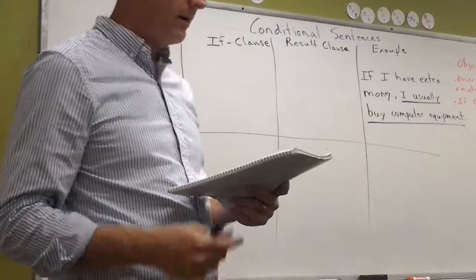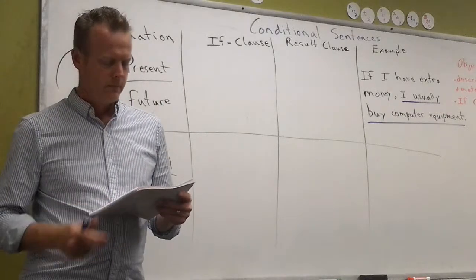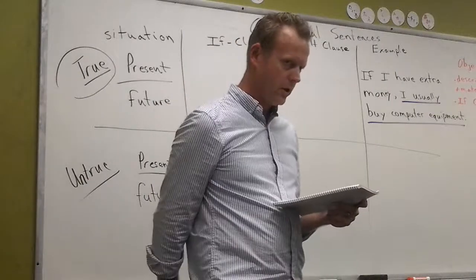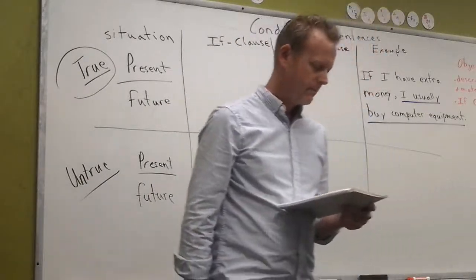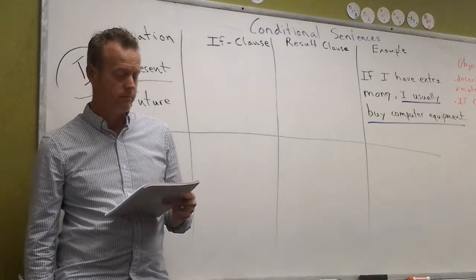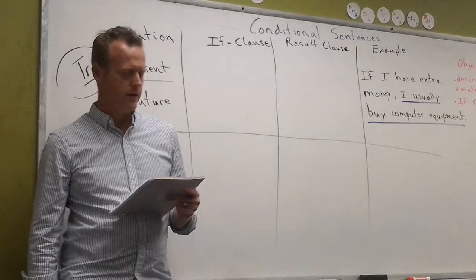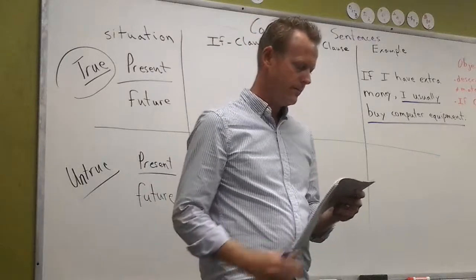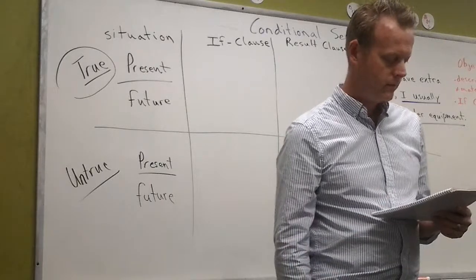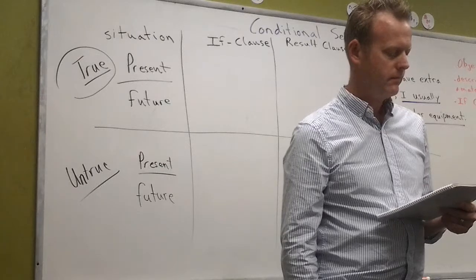Read the second one, Yusuf. I will buy a new laptop computer next month if I have some extra money. Alright, so in your book, underline, what's the result clause there? I will buy a new laptop next month. Good. So that is the result clause. And then Khalid, read the last one. If I had some extra money, I would buy a new laptop today or tomorrow. Where's the result clause in that one? I would buy a new laptop today or tomorrow.